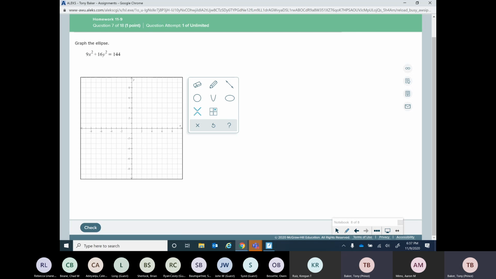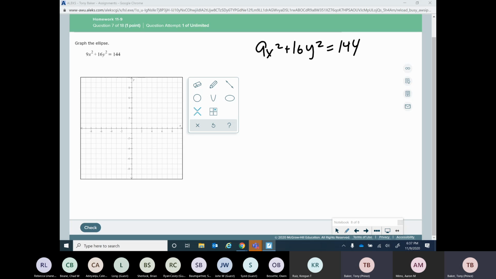The next one's the same thing, but notice they don't give me the information. So I've kind of got to come up with my problem a little bit here. So I've got 9x squared plus 16y squared equals 144. Now, notice that I don't want numbers in front of my x and my y from my formula. So I've somehow got to get rid of those.